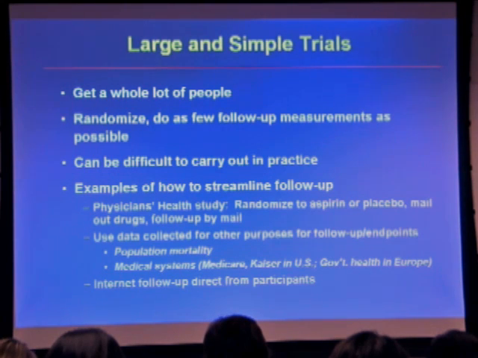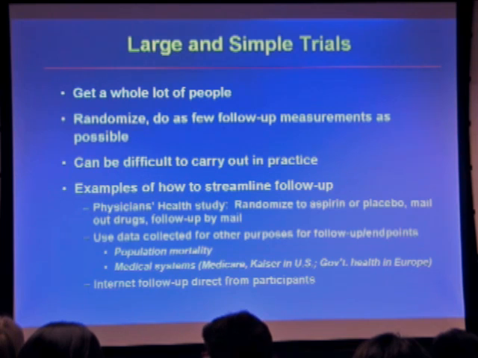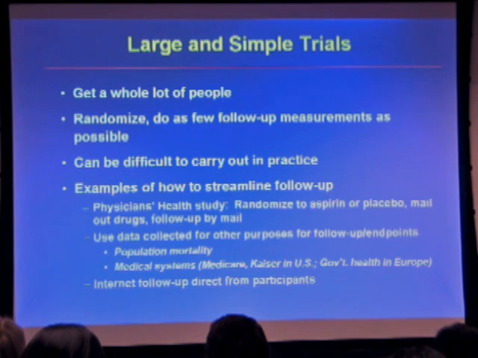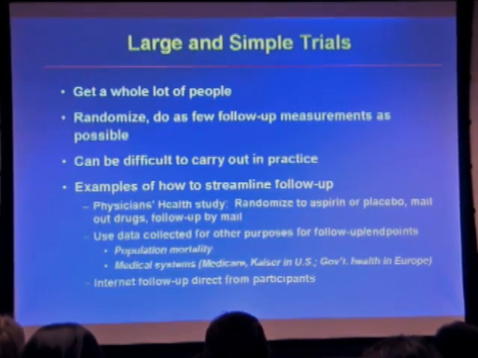Now, in sort of an extreme case, you can talk about something that's called the large and simple trial. It's been discussed a lot in the literature. And the idea of the large and simple trial is, rather than getting a bunch of people, recruiting them, seeing them every month in the clinic, talking to them on the phone all the time, you get a whole lot of people easily and then randomize them and do as few follow-up measurements as possible. And these kind of trials, of course, can be difficult to do in practice. But there are some good examples, and now with the internet, people are talking about the possibility of following up people via websites, for example, so you don't have to see them.